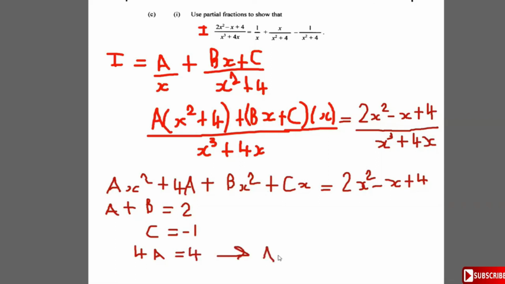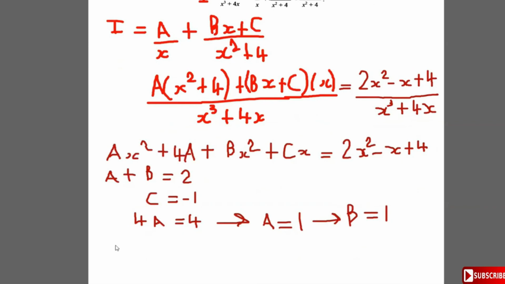And since a equals 1, that implies that b equals 1 as well. So what does that mean? That means that, remember, I call all of that I. And so I, which is equal to a over x, is going to be equal to 1 over x plus bx, which is x minus 1 over x squared plus 4. That is it.